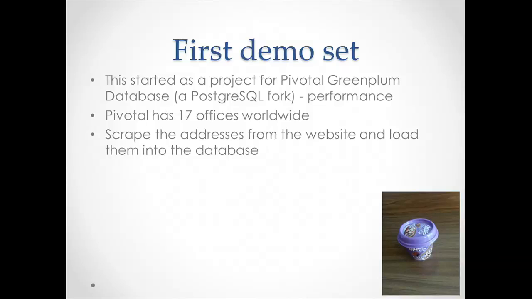Okay, coming from a company called Pivotal, working with a database called Greenplum, which is a Postgres fork, this was really intended to be a module for Greenplum first. So my first demo set was that I just went to the Pivotal website and got all the 17 offices we have worldwide and put them into a database. And then I tried to resolve all of them.